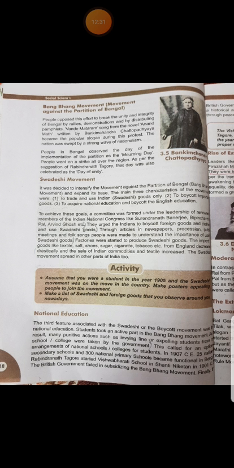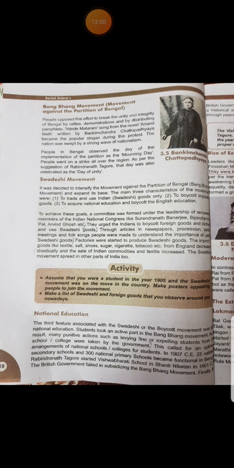As per the suggestion of Rabindranath Tagore, that day was also celebrated as the Day of Unity. Rabindranath Tagore told the people to celebrate the day as Day of Unity because the people of the whole nation were united as one. Everyone became united, came together. So Rabindranath told them to celebrate it as a day of unity.